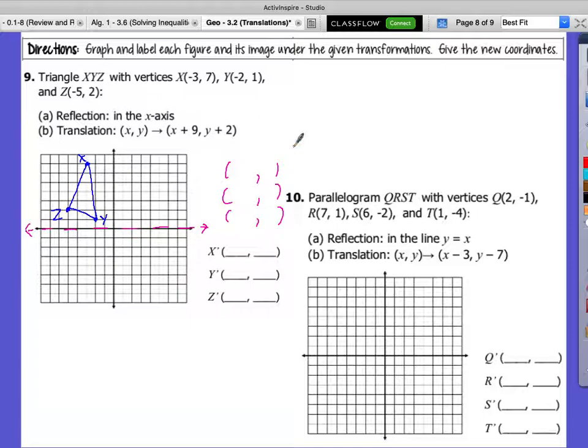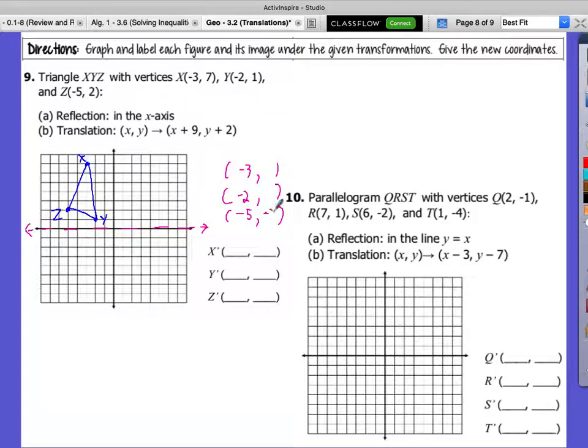So we first have to reflect it over the x-axis. Are we going this way or this way? This way. So what's changing, the x's or the y's? The y's. My fingers are going up and down, they're not going left to right. The y's are changing, so the x's all stay the same. So we still have -3, -2, and -5. What's changing with my y's if we reflect it over the x-axis?